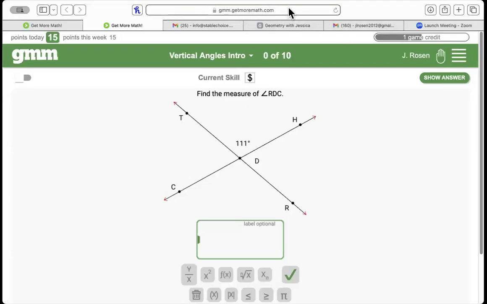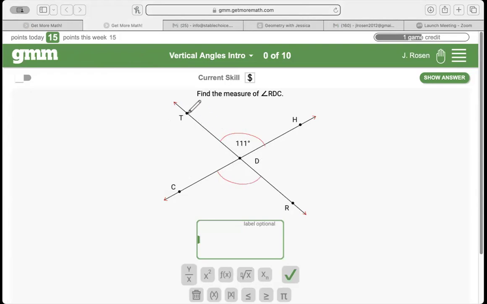Vertical angles. This is a type of angle that you're going to have to make sure that you can identify because we're going to be using this for quite a while coming up. So when we look at vertical angles, we need to know what it is, right? What I can tell you is this angle right here is vertical to this angle right here, okay?